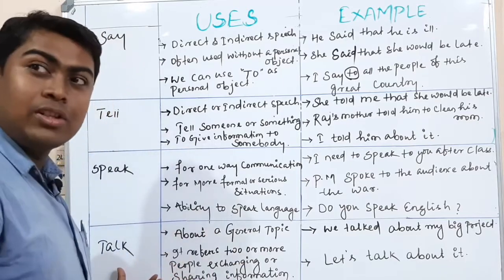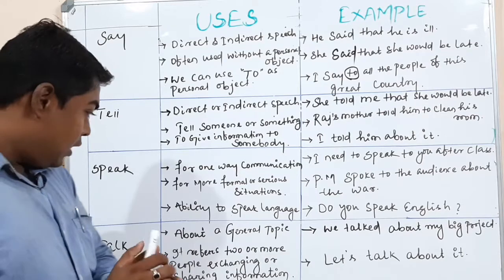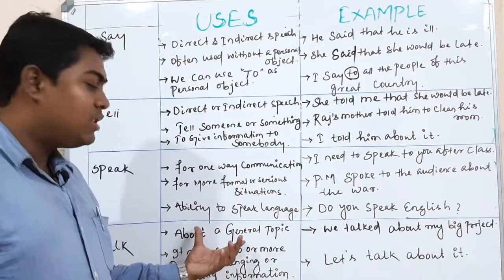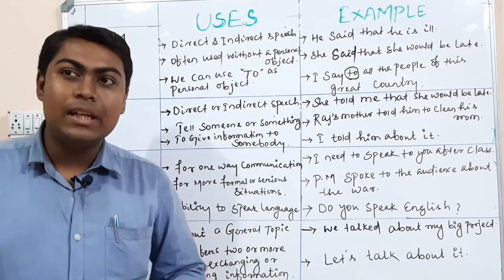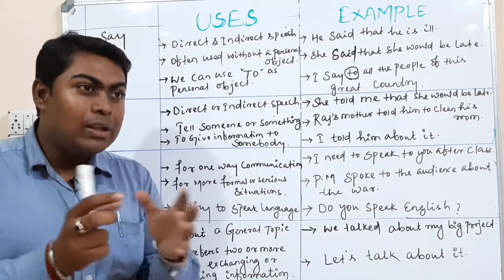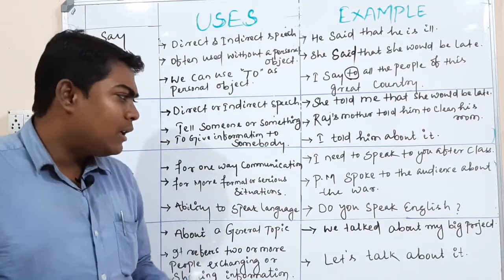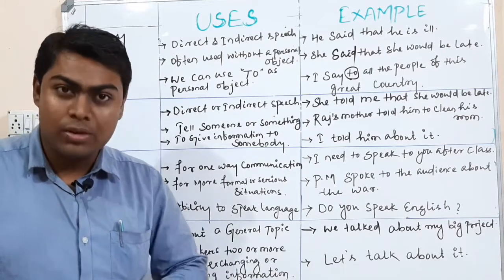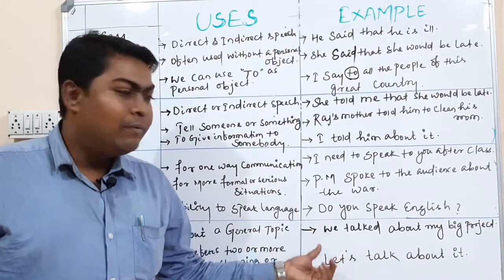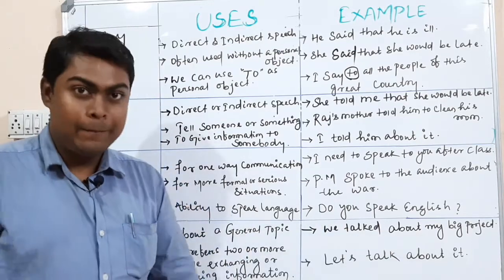Fourth one is talk. When can we use talk? First, about a general topic. When we are discussing a general topic, we can use talk. General topic means a common topic. Suppose I am going to start a project and I need to discuss it with my friend. In that case, I can say we talked about the big project, or we talked about my big project.